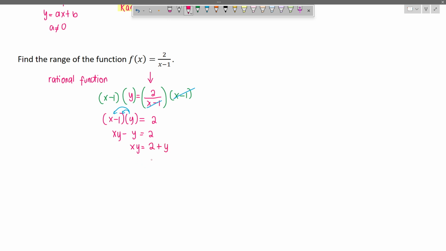And then now that we've isolated all the terms with x, if we have more than one term, we need to factor it out. But since we only have one term with x in it, then our next step is to divide everything else, every other value together with x. So in this case, we only have y. So we divide both sides by y. So this cancels out. So we have now written x in terms of y. So that's x equals 2 plus y all over y.